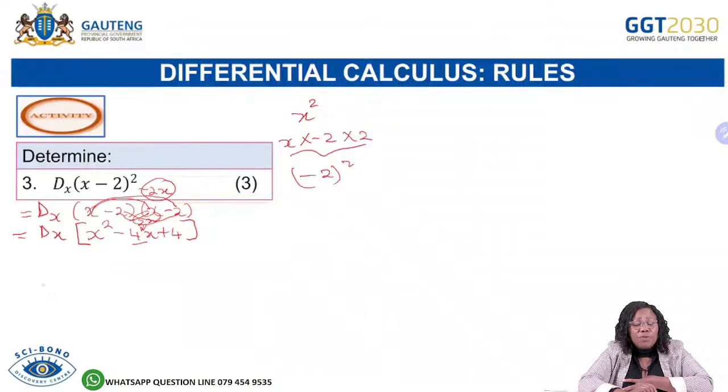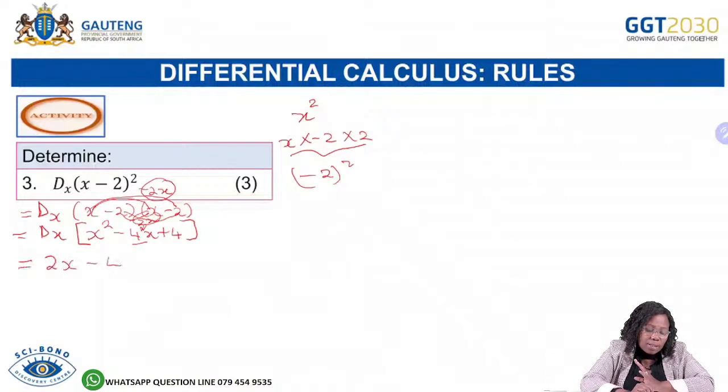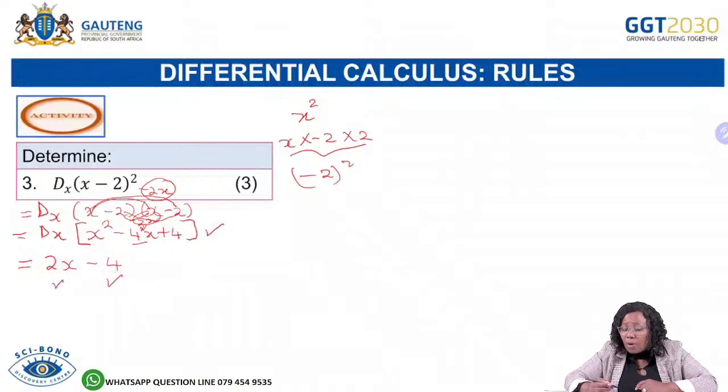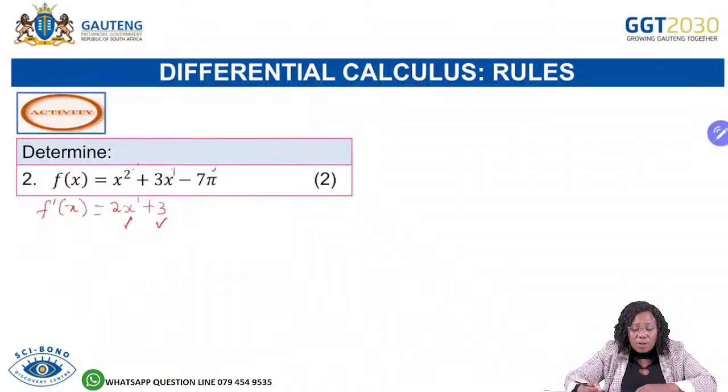Then after removing the brackets, we can now start deriving. The minute I start deriving, this dx notation will disappear. I will just give my answer as 2x minus 4. Then the first mark will be for simplifying the bracket, and then the second for the correct derivative with correct notation there, grade 12.